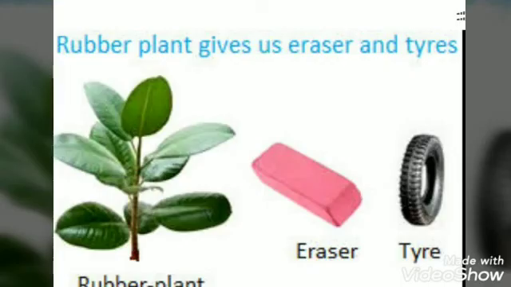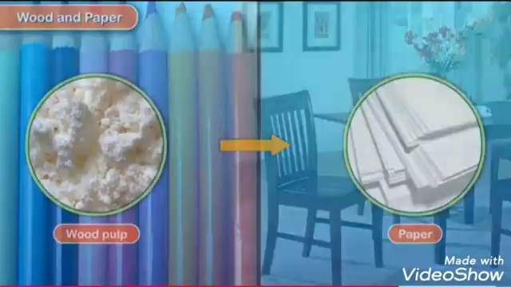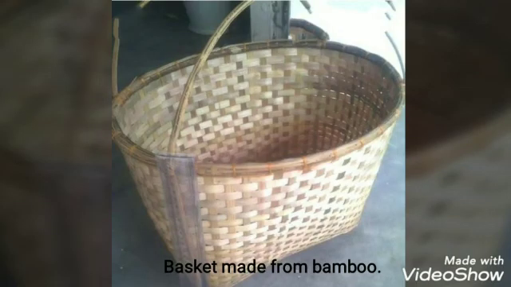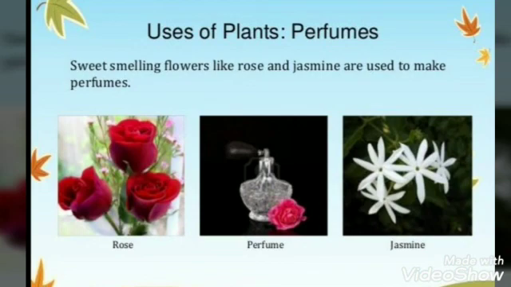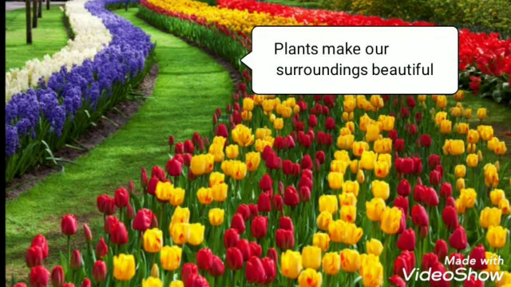Rubber for tires and tubes of vehicles and toys is made from the juice of the rubber tree. Paper is made from the soft wood of trees like bamboo, pine, oak and spruce. People use soft branches of bamboo to make baskets and furniture. Some flowers are used to make perfumes. Some floral scents are used in food also, like rose water, which is made from rose petals. Plants make our surroundings beautiful.